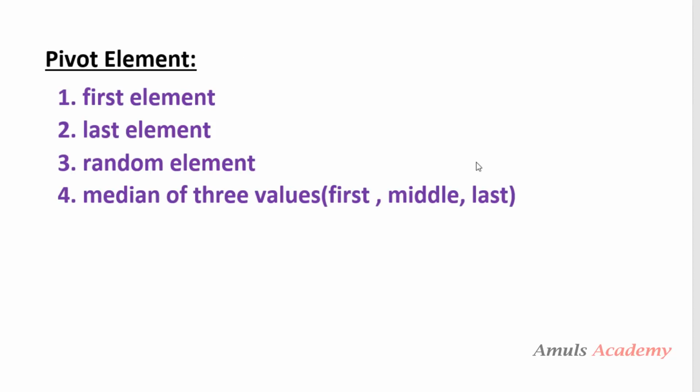I talked about the pivot element, right? We divide the list using the pivot element. Then what is this and how to select it? The pivot element is just an element in the list. If you ask how to select it, you can choose the first element as the pivot element, or you can choose the last element of the list, or you can select a random element, or the median of 3 values, that is first, middle and last.